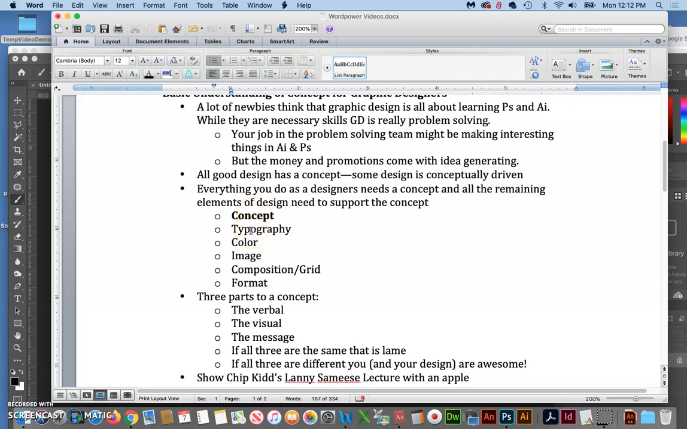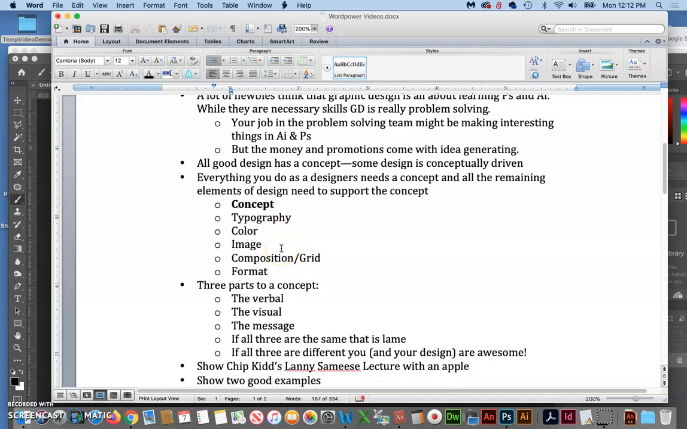So if it's a bank brochure, your typography is going to be conservative, showing that there's trust, right? That's basically your concept, is trust. Put your money with us. So your color choices are also going to be conservative. They're probably going to be an analogous color palette rather than being a triad or something that's all over the place. The images that you use in the design will be conservatively placed and used.